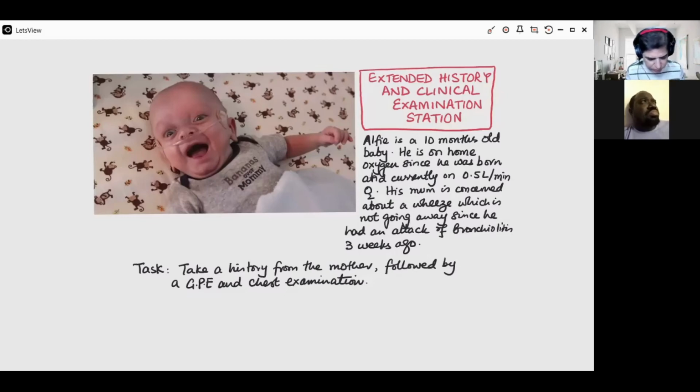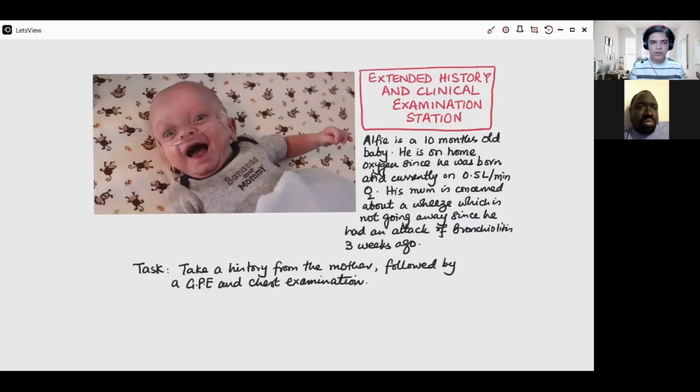Can you formulate your differentials for this child? My first differential will be a chronic lung disease background, maybe exacerbated by viral infection that's resolving. Okay.